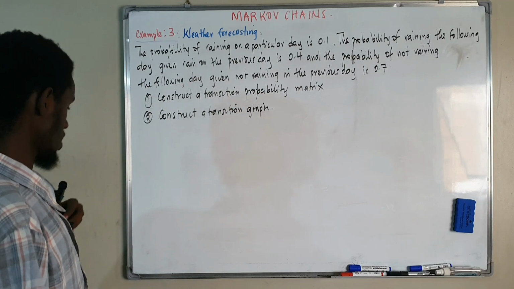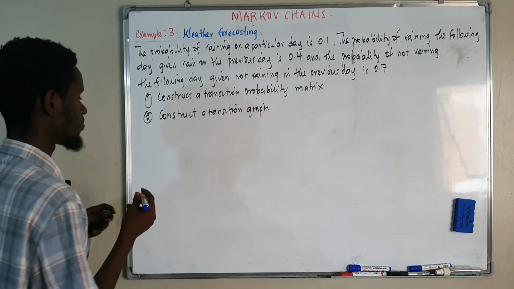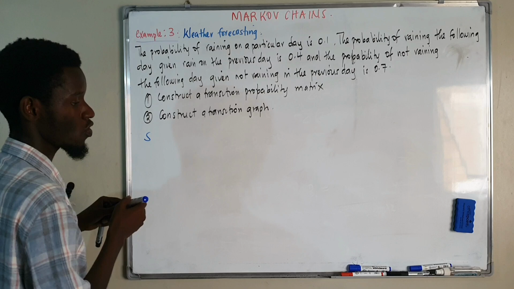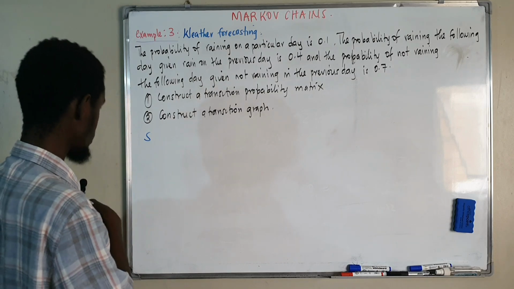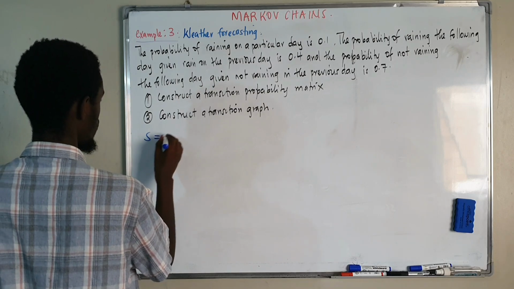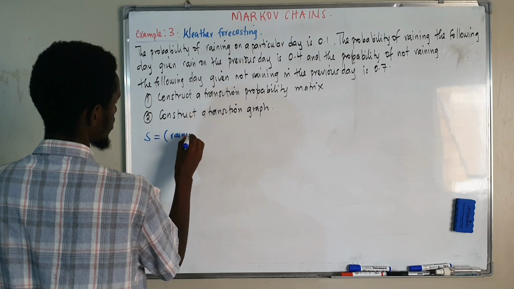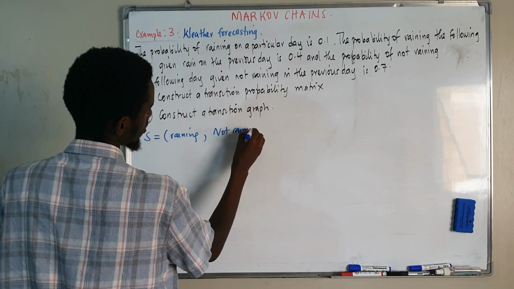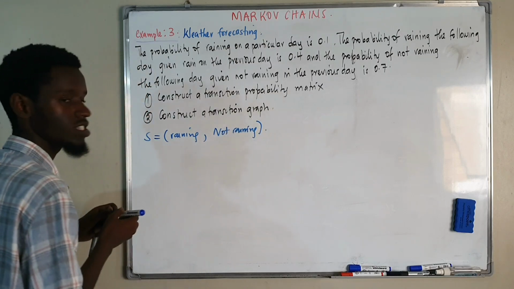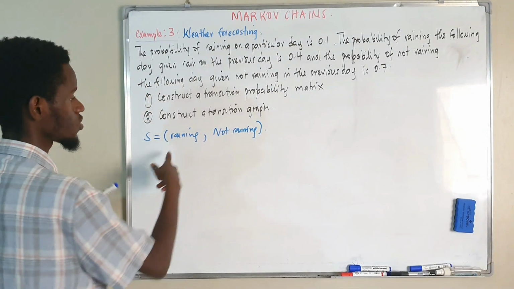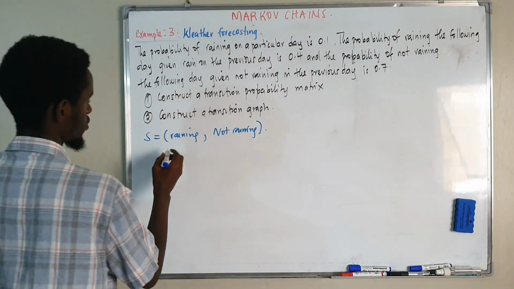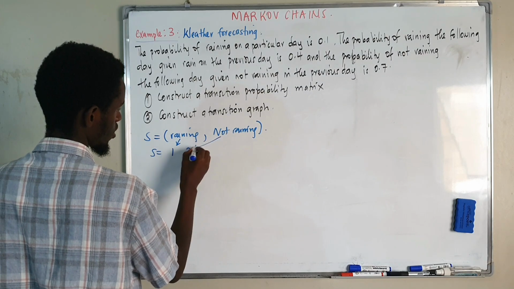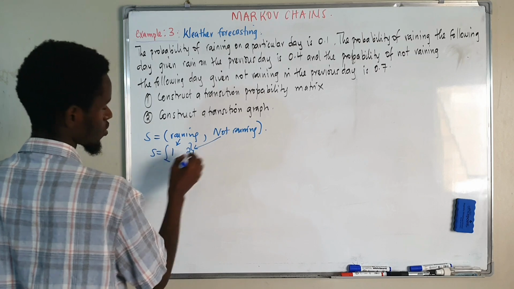From this, they have given us the probability of raining. Remember we said we shall always first define our states. Our states are state 1, raining, and then non-raining. To make things easier, we attach numbers to these states: 1 for raining and 2 for non-raining. Therefore, I'll have states 1 and 2.